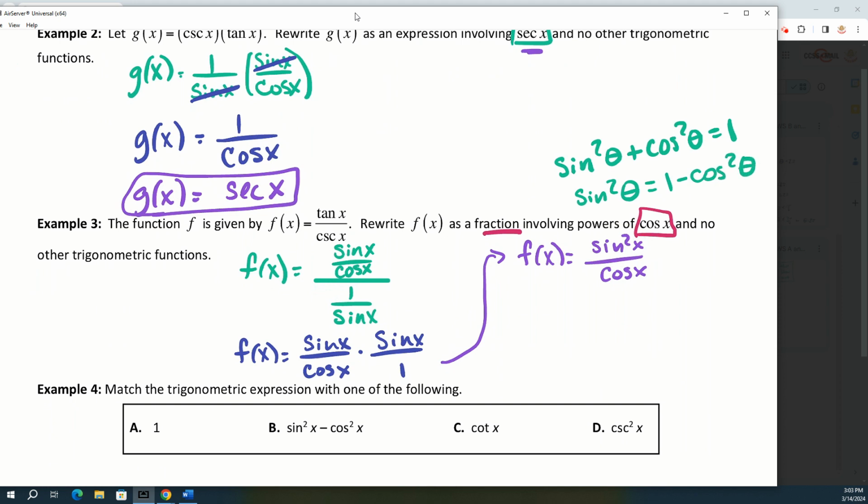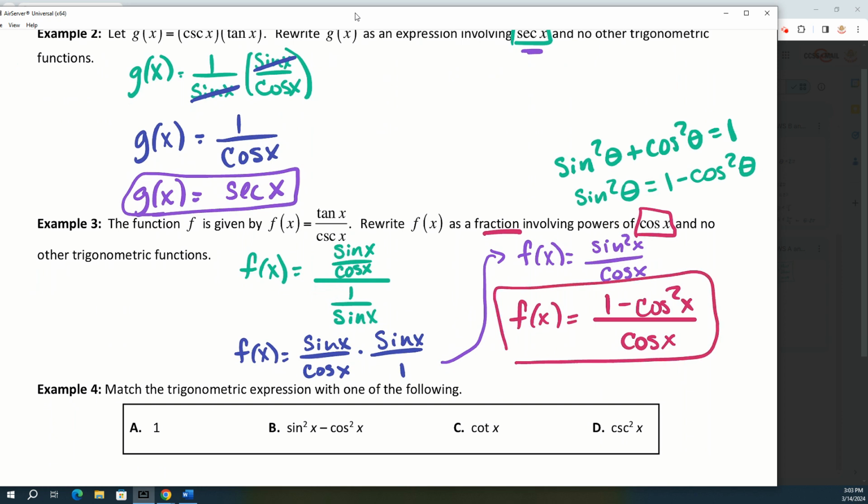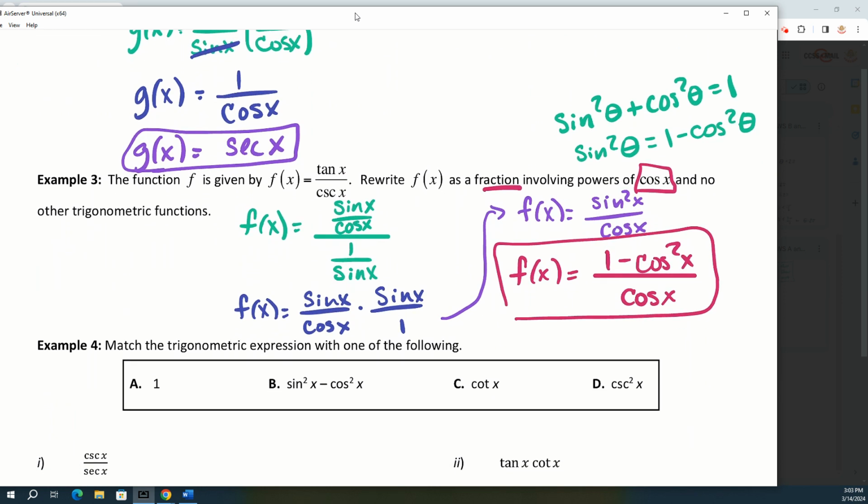All right, so anytime I have sine squared of x, I can change it to 1 minus cosine squared of x. So that numerator, I am going to change to 1 minus cosine squared of x, not theta, and leave the denominator cosine of x. And I've done what they asked me to do. I rewrote it as a fraction involving only powers of cosine of x and no other trig function.